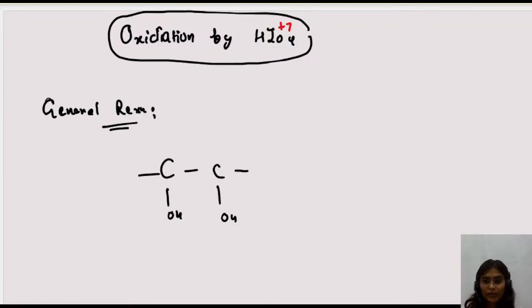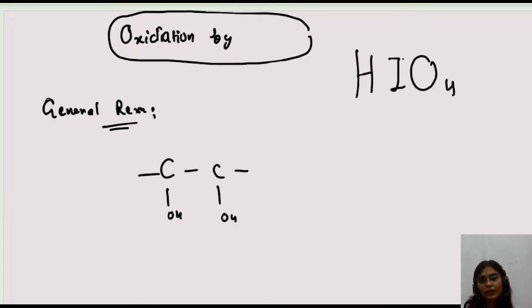Vicinal. Okay, maybe my O does not look very good, but it's iodine. Let me just write properly. It's hydrogen, iodine, and O4, so +7 is the oxidation state. Yes, very good, everyone. This is a vicinal diol, simply a vicinal diol.